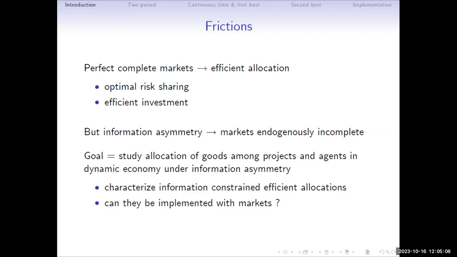But I think that in practice there is asymmetric information, and at least in our model there is asymmetric information. So that's what we study. The goal is to study the allocation of goods among projects and agents in a dynamic economy under information asymmetry. We're going to start with a mechanism design approach, and then we're going to ask ourselves, can we implement the optimal mechanism as an equilibrium of markets?